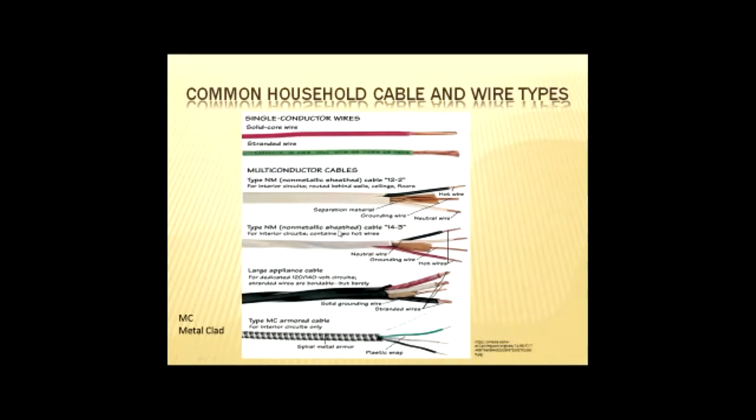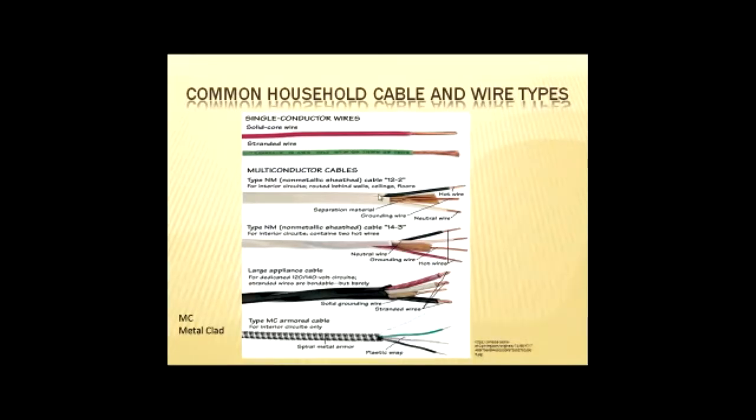Non-metallic sheathed. Non-metallic is basically the jacketing is some sort of PVC form. Not armor, because that is metallic, MC, metal clad, metal surrounding. So this is a metallic jacketing. This is a non-metallic, okay? The non-metallic sheathed cable 14-3. So this is 12-2, 14-3. The 12-2 tells us that the wires are of the gauge of 12. And this 14 here says that the thickness of these wires is of the gauge 14.